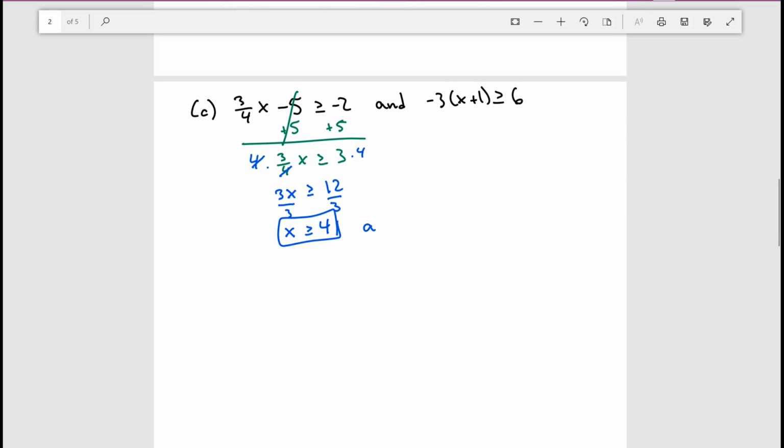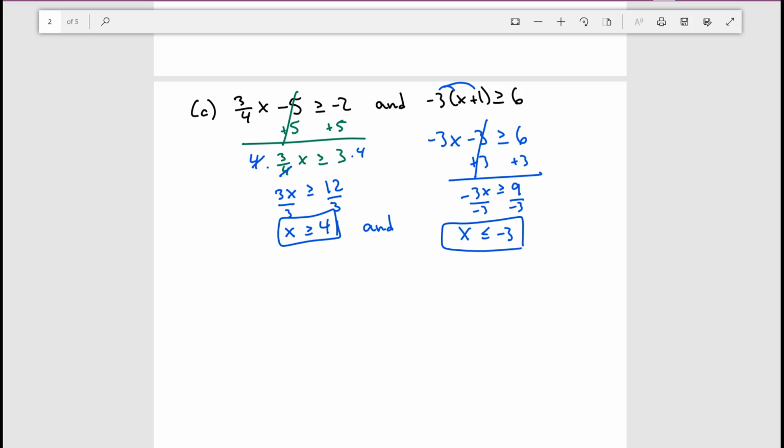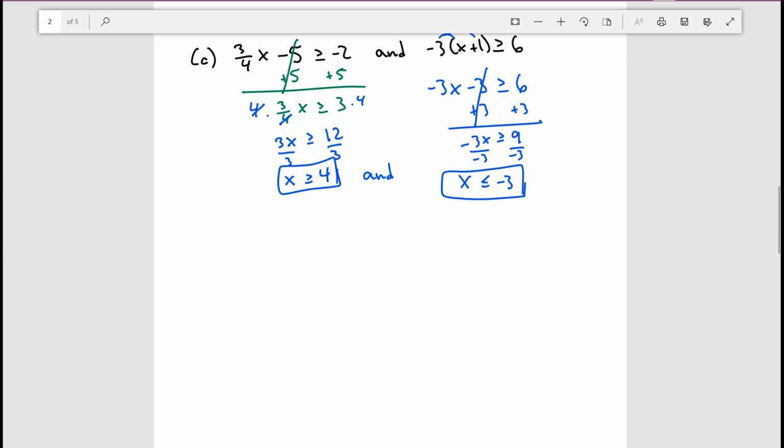Remember, this is still an and. Let's see what the other one is going to be. I'm going to distribute this out. I'm going to get negative 3x minus 3 is greater than or equal to 6. I'm going to add 3 to both sides. So I get negative 3x is greater than or equal to positive 9. I divide by a negative 3, and once I divide by a negative 3, remember the sign is going to change. This is going to give me a negative 3. But now it's less than. So x is less than or equal to negative 3. Now that I have both of them in the form that I want, I have x is greater than or equal to 4, and I have x is less than or equal to negative 3. So let's graph them and see what they both have in common, if anything.